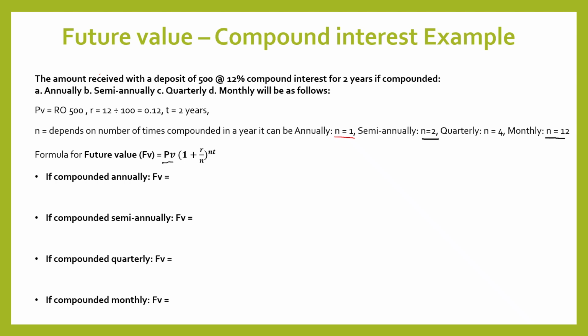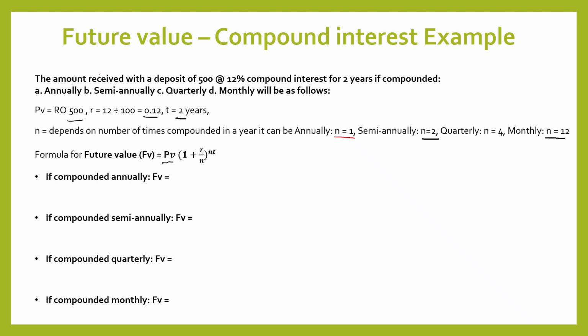So just pay attention. Our PV, present value, rate of interest and T, that means time, will be same. What will change? Only n will change. So here our present value is 500. R is the rate of interest, 12%. Percent means 12 per 100, so we will divide 12 by 100. So our R will be 0.12 and T is 2 years. Now n depends on the number of times it is compounded in a year. So the first one we will find out when it is compounded annually. Here you can see A, annually means n will be 1.